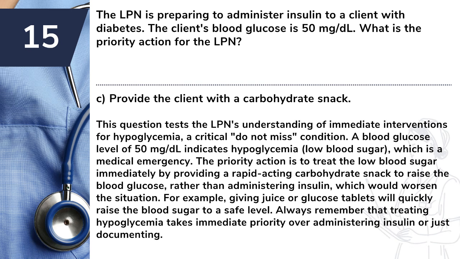The priority action is to treat the low blood sugar immediately by providing a rapid-acting carbohydrate snack to raise the blood glucose, rather than administering insulin, which would worsen the situation. For example, giving juice or glucose tablets will quickly raise the blood sugar to a safe level. Always remember that treating hypoglycemia takes immediate priority over administering insulin or just documenting.